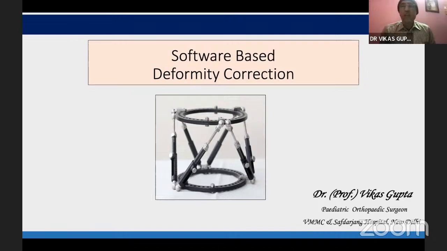What I'll be covering is cases similar to what Manish has shown, starting with a brief history and the principles. The talk is about software-based deformity correction. The first and foremost question that arises is, why do we need this?